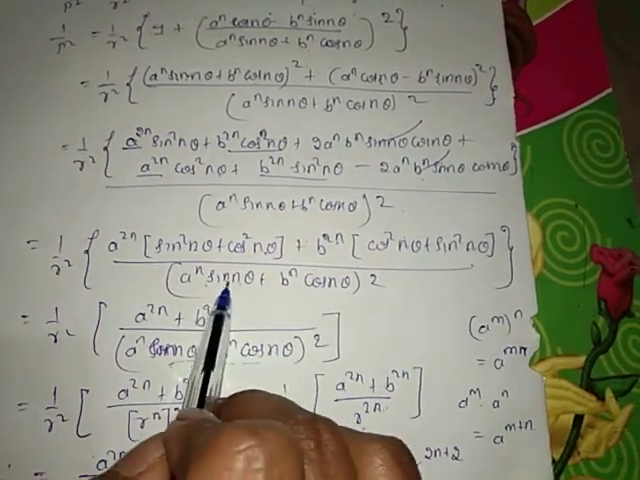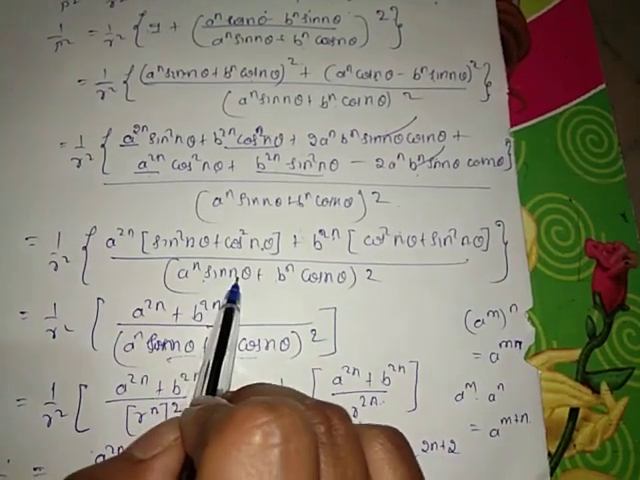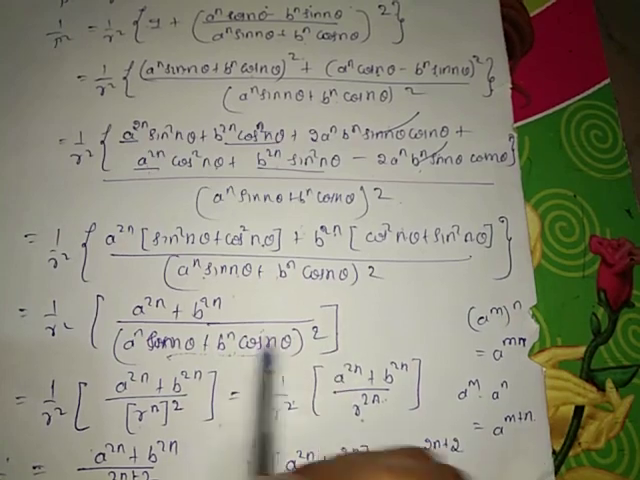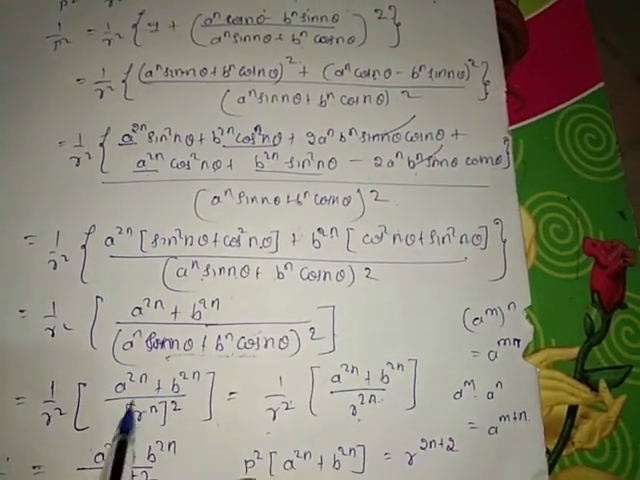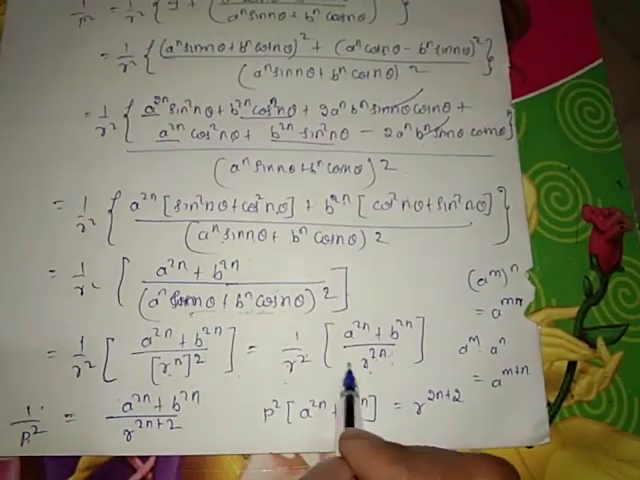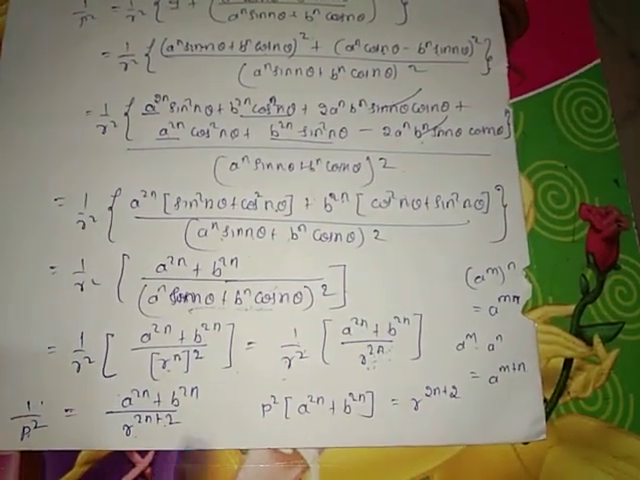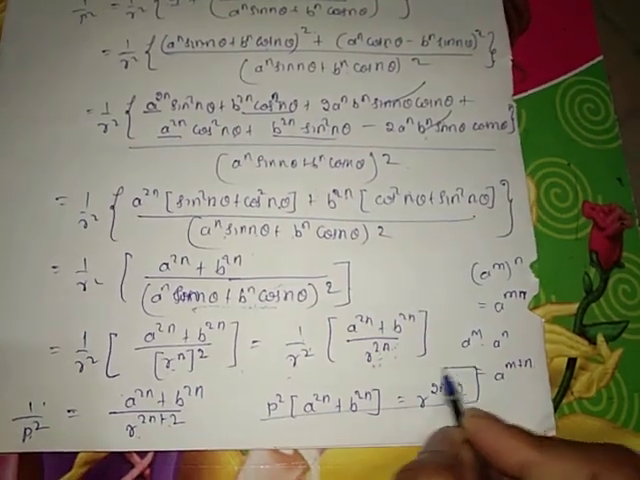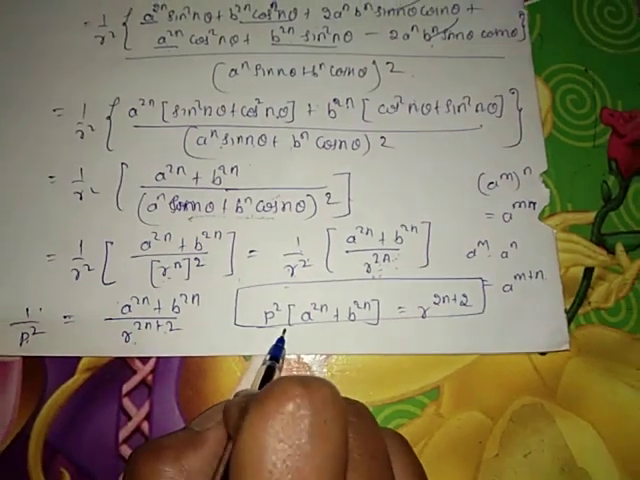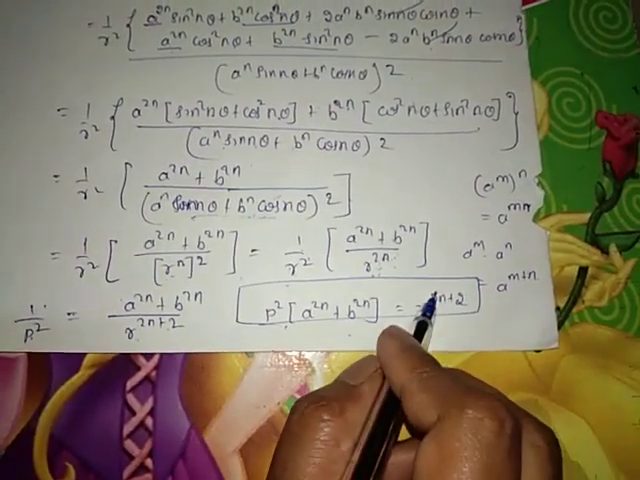In the denominator, we substitute r raised to 2n, that is our given curve. So r raised to n whole raised to 2 becomes r raised to 2n. Take this term with the multiplication of r square: r square into r raised to 2n is r raised to 2n plus 2. After the simplification, we get the required proof, that is p square into a raised to 2n plus b raised to 2n equal to r raised to 2n plus 2.